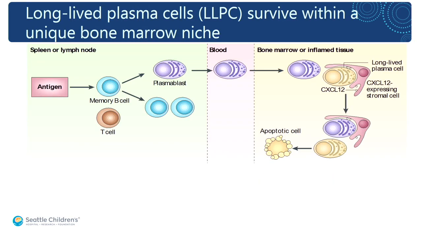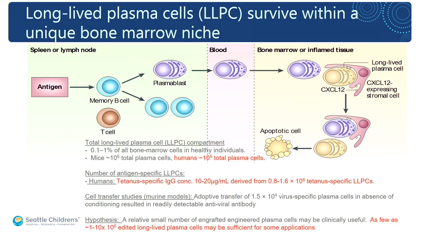So when a plasma cell differentiates into a long-lived plasma cell, it enters the bone marrow into a niche where it's getting specific chemokine signals and also growth signals from BAFF family cytokines. And these cells persist in this niche for long periods of time.